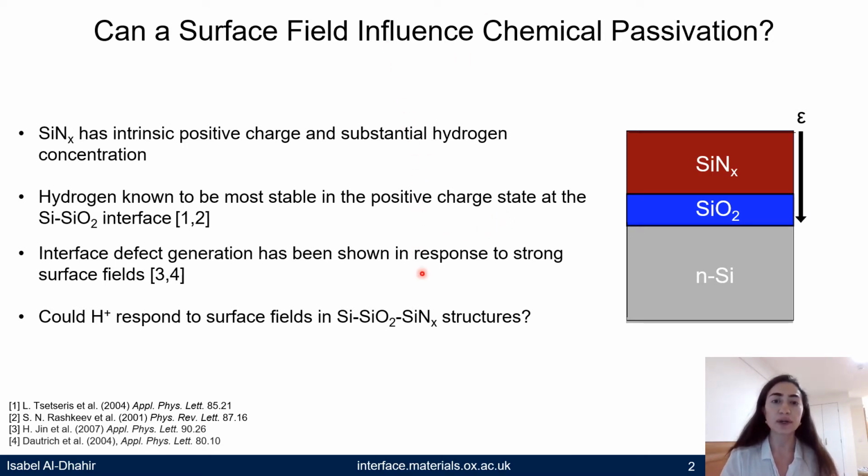Now, in earlier work, changes in surface passivation and interface state density have been observed as a result of strong electric fields provided by corona charging. And here in this work, we want to compare our observations on this particular structure to determine how surface fields impact the chemical passivation, most likely due to influencing the presence of hydrogen at the silicon oxide interface.